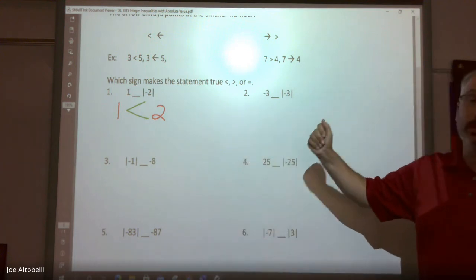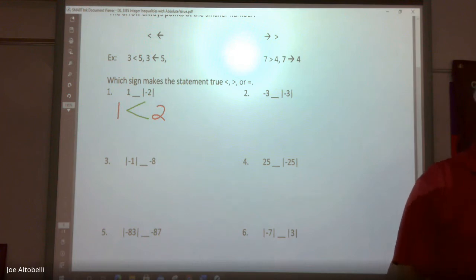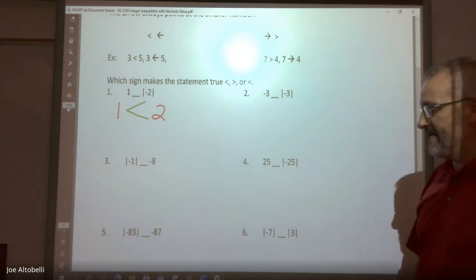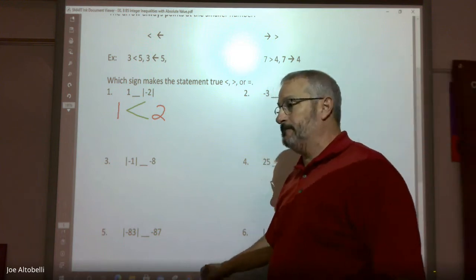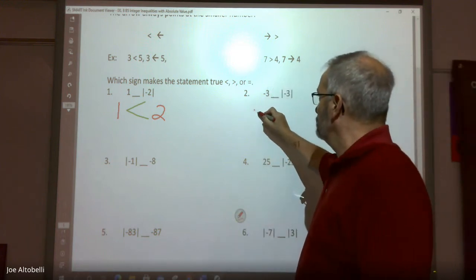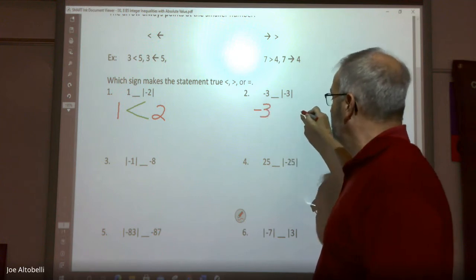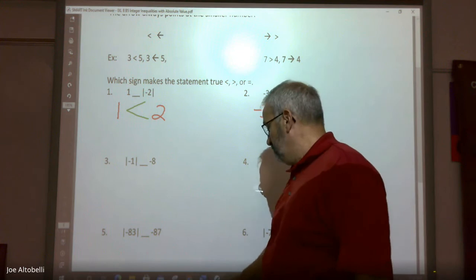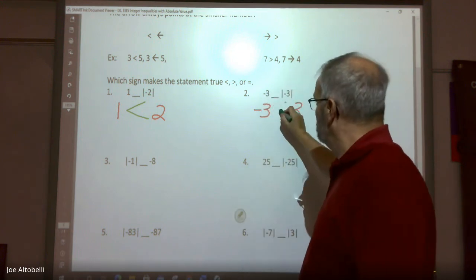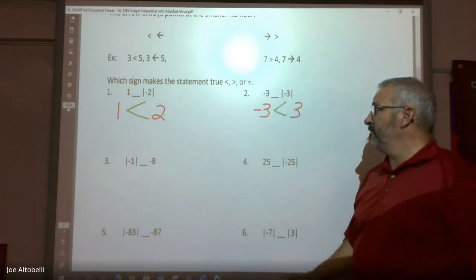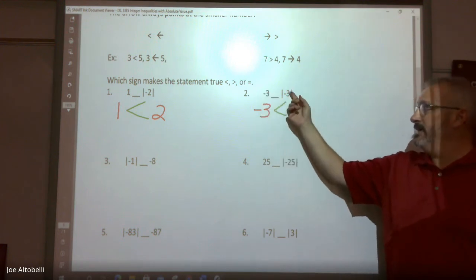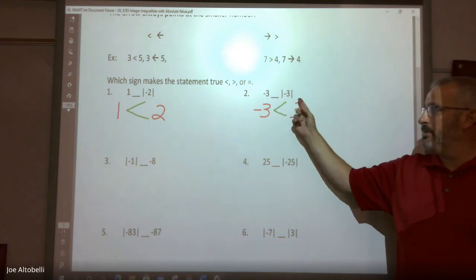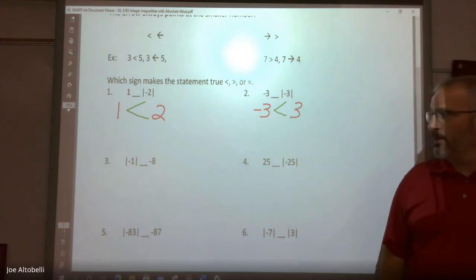All right, so number 2. Go ahead, figure out if it's going to point to the left or point to the right. Or equal. So we're going to have less than, this stays -3. Absolute value of a -3 is 3. Smaller number, so it points to the smaller number. Go ahead, number 3.